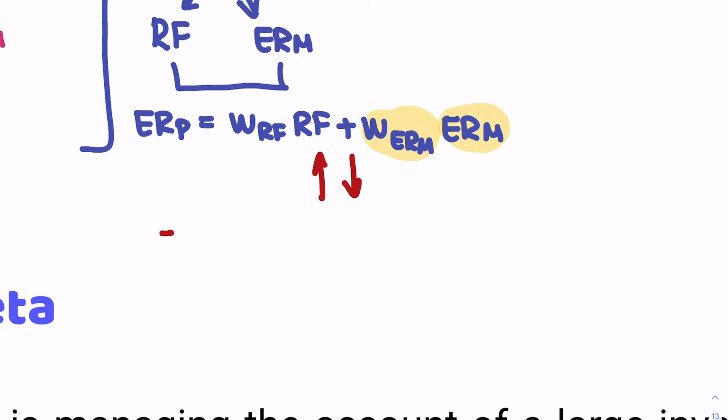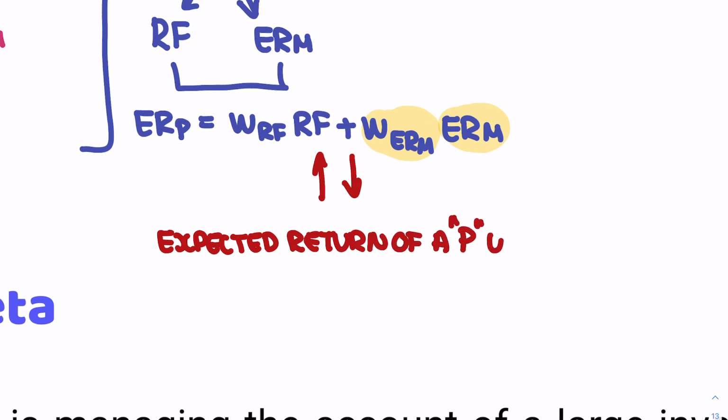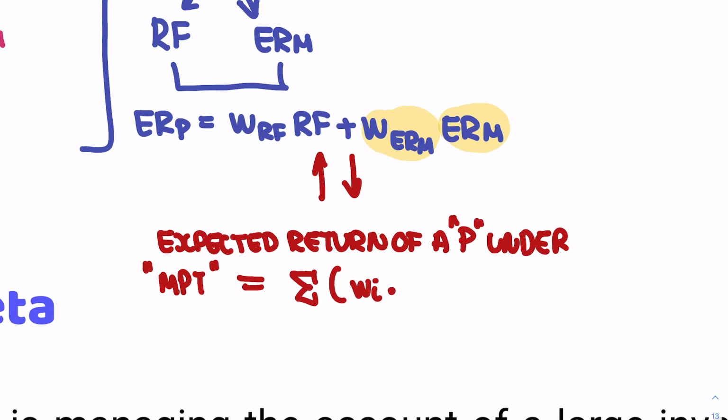Remember that the expected return of a portfolio under modern portfolio theory, I'll write this down with you. So the expected return of a portfolio, so we're going to call it portfolio P, under modern portfolio theory will be equal to the sum of the weighted average of its returns, of its individual securities positions' returns.